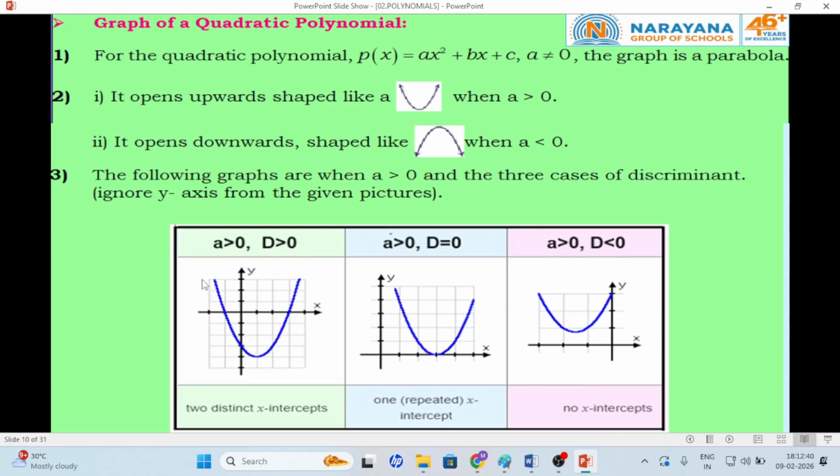And similarly, here the curve intersects the x-axis at two places, and touches the x-axis at one place. So intersecting means the number of zeros is 2, touching means the number of zeros is 1.